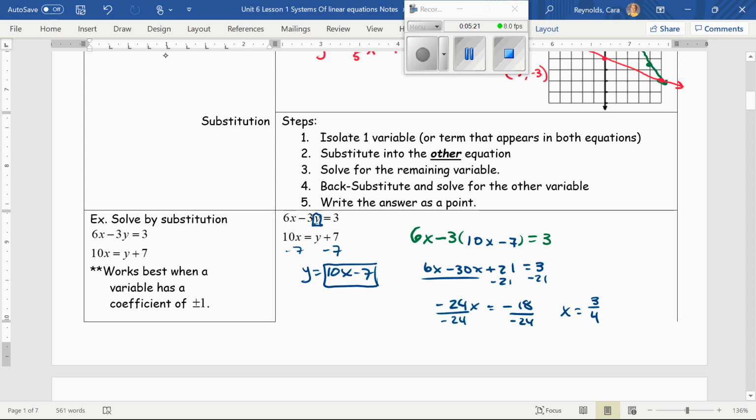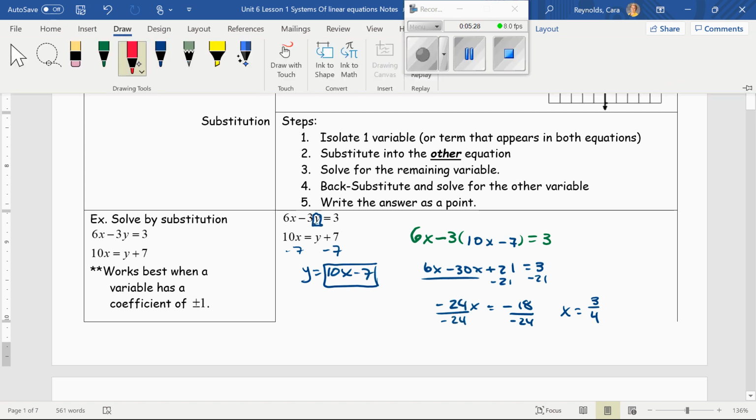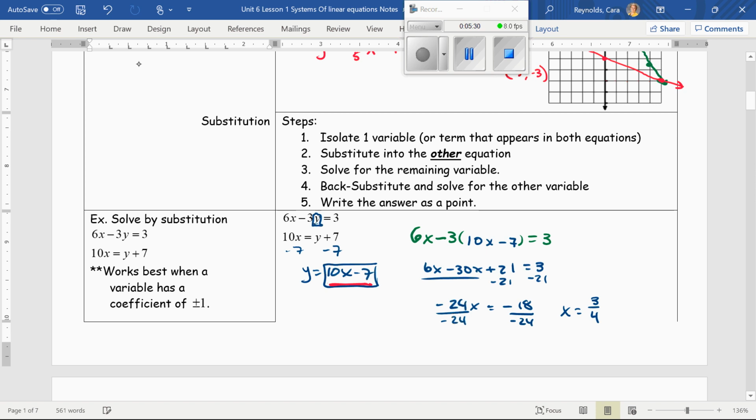So now I need to figure out what my y value is if I know my x value. Well, if I come back over here, I've already solved for y. I know that it's 10 times x minus 7, and so I'm just going to plug that 3/4 in right there.